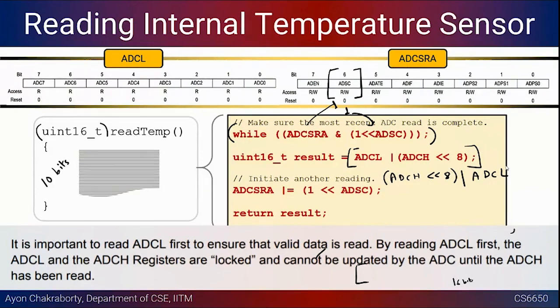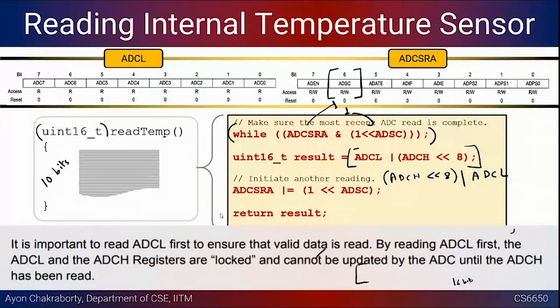Okay, ideally they should not be very different, but now we are trying to deal with memory locations and registers. Once you are trying to do this ADCH, this is nothing but reading the value from the memory location. Whatever is mentioned in the manuals is that by reading ADCL first, the ADCL and the ADCH registers are locked. The other way also, if you read the ADCH first, what happens, you can check out. So it is recommended that you read this ADCL first.